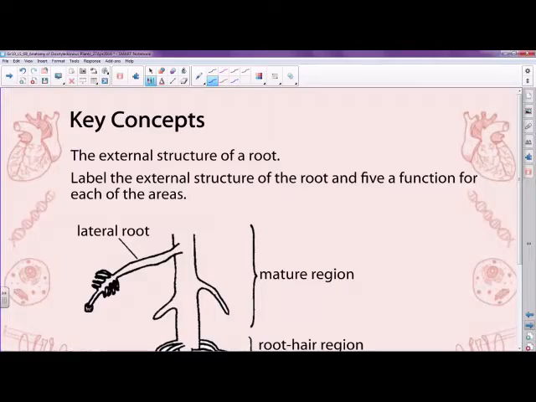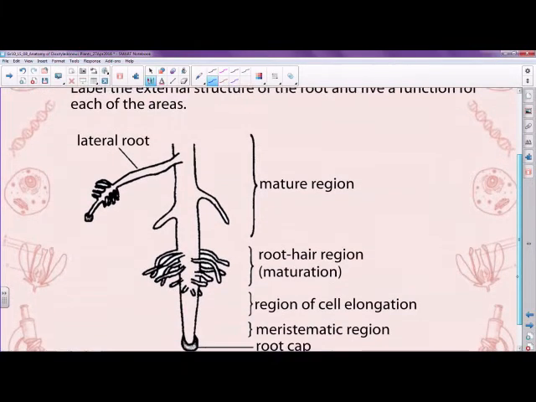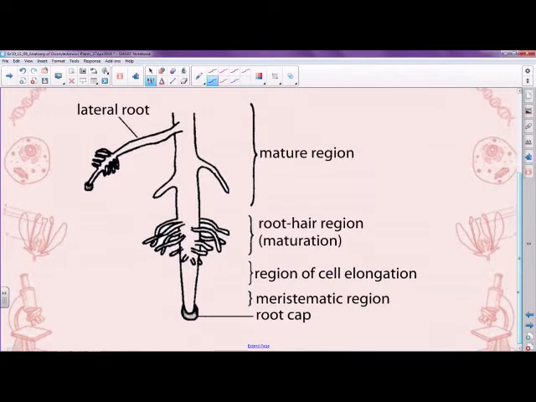Okay, so we're looking at the external structure of the root, and I have a diagram which I've pre-labeled here for you. And what I asked you to do was write the function. Now, if we have a look at these, you will see we use the word region. And region just means an area, okay? We have a certain area of the root where it's going to have a particular function.